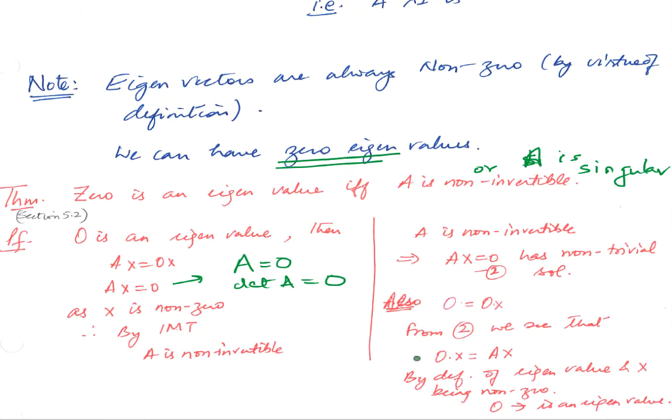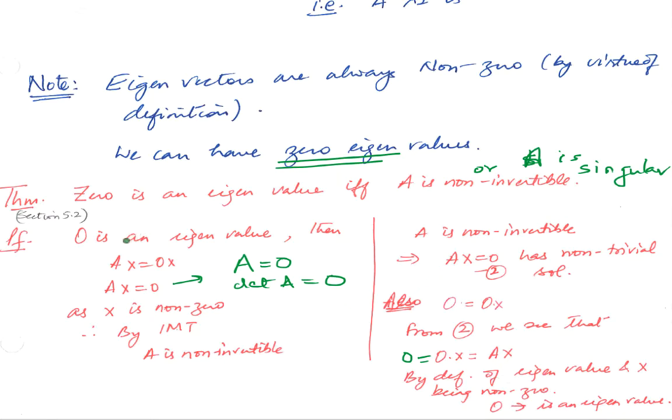That 0 equals 0 times x equals Ax. Now this is by the definition of eigenvalue, and x being non-zero. Remember, this is assuming x is going to be non-zero. My 0 is an eigenvalue.